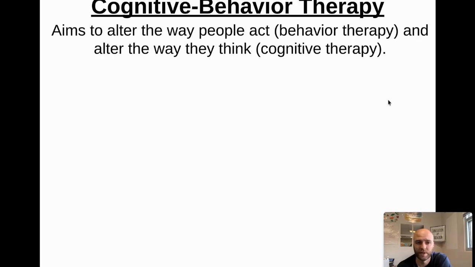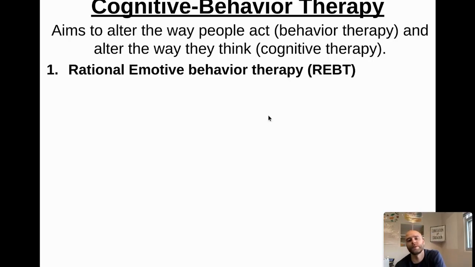So in addition to just cognitive therapy and cognitive restructuring, there's a kind of a combo therapy called cognitive behavior therapy. If you think back to what we just talked about with behavior therapy, it's kind of combining changing the way we think, and also adding in behavioral techniques to help change the way we behave as well. So this aims to alter the way people act, behavior therapy, and alter the way they think, cognitive therapy.